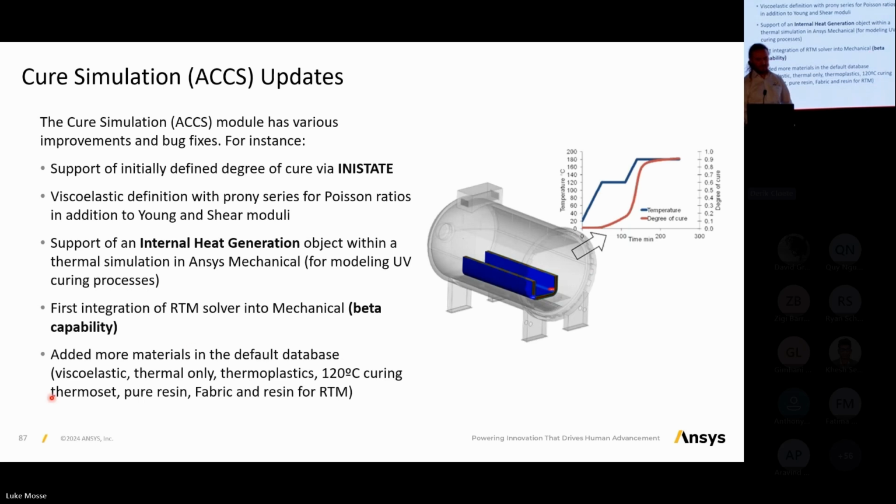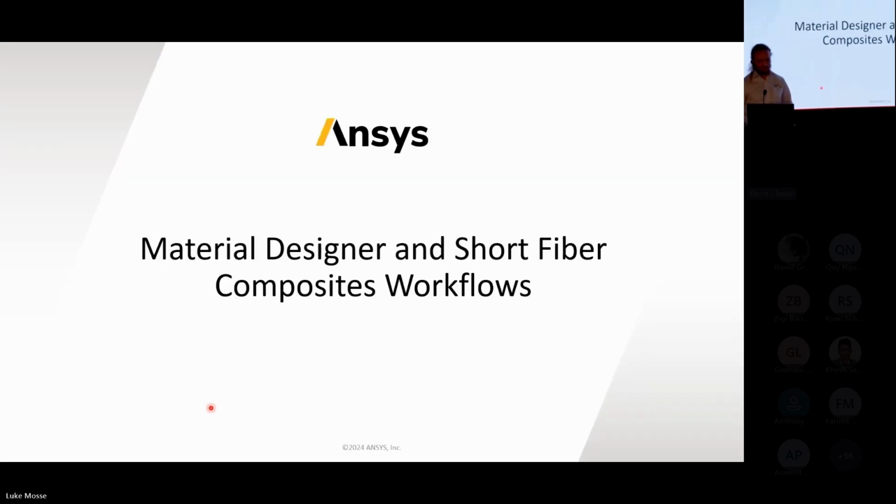The hardest thing about ACCS is getting material properties for it, because there are very complex material properties for predicting the chemical and thermal shrinkage effects. So now there are 6 new resin material properties that have been added into the library to make that whole process a little bit easier.